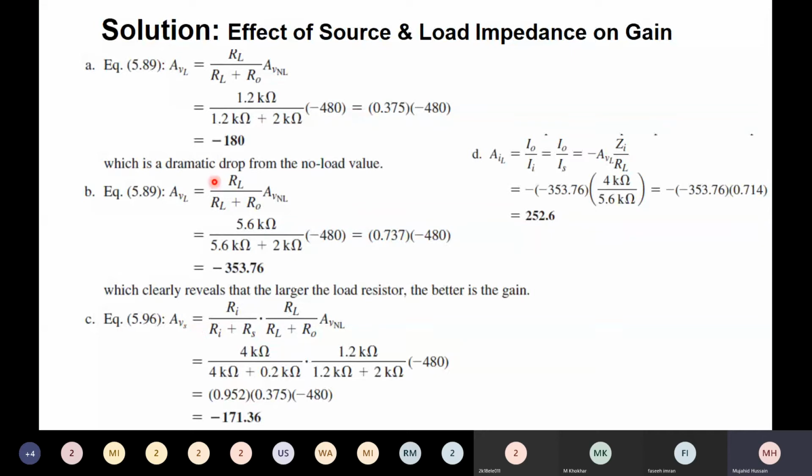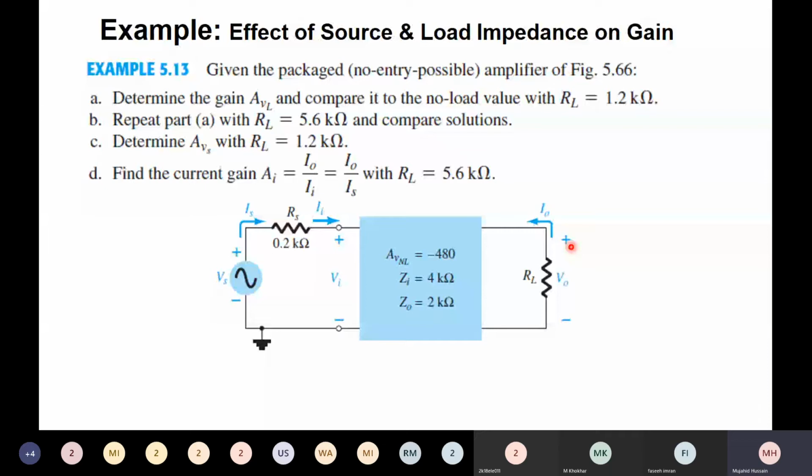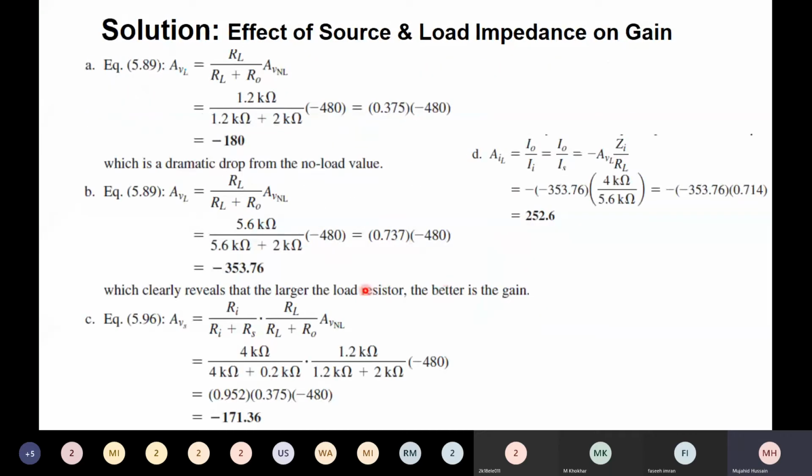Lastly, we have to determine the current gain, which is the ratio of I naught and I in. We determined its formula from the voltage gain and current gain relation in the last lecture: input impedance over RL, times the voltage gain. The input impedance can be found from this package. Z in is given as 4 kilo ohm, so we will use 4K over RL. RL is 5.6 kilo ohm. For the voltage gain we have substituted the loaded voltage gain. So this is the current gain. So this was the example.